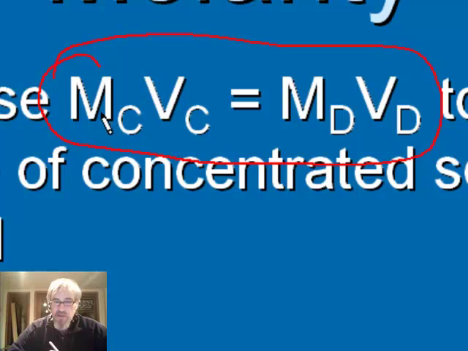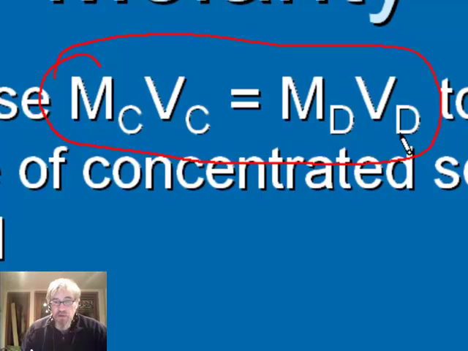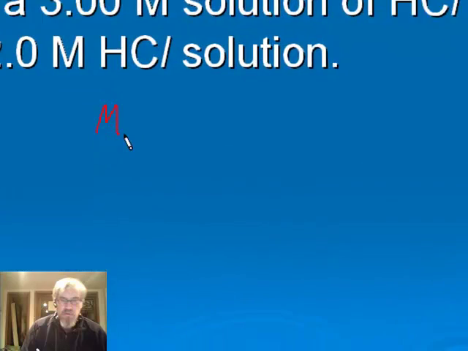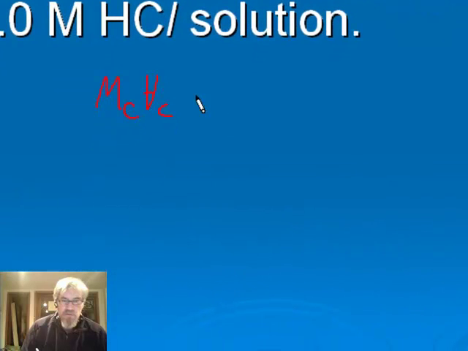Here's what the terms stand for. Molarity of concentrated times volume of concentrated solution is equal to the molarity of the dilute times the volume of the dilute. So you can use that to figure out how much of the concentrated solution you need. For example, say we wanted to make 500 milliliters of a 3 molar solution of HCl starting from a 12 molar solution of HCl. Well, the dilution equation here says molarity of concentrated times volume of concentrated is molarity of dilute times volume of dilute.